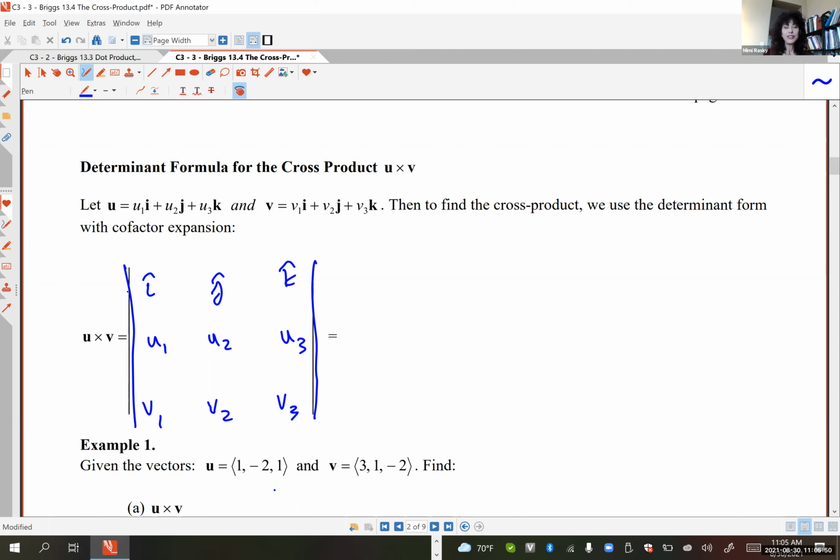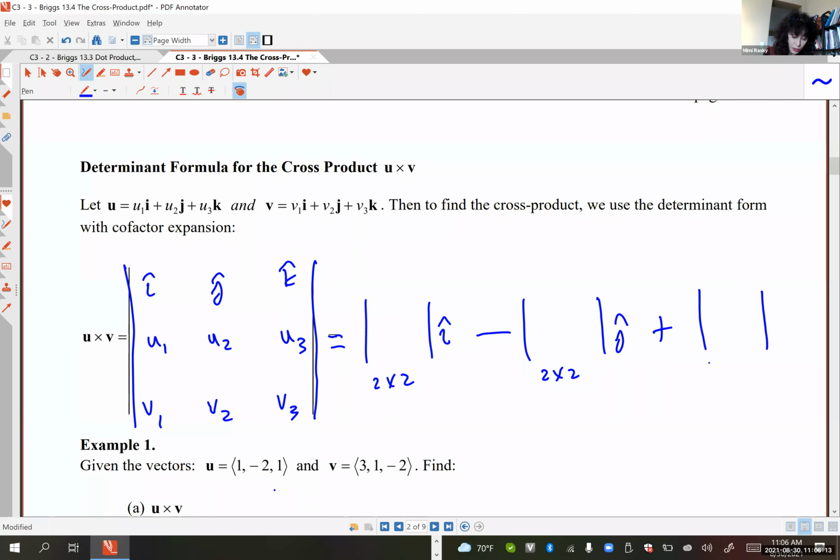And don't tell me you do this in your head. Even if you have the right answer, I take away points. So the way you're going to do it is, it's going to equal a 2x2 determinant times i hat minus another 2x2 determinant times j hat plus a 2x2 determinant, a different one, times k hat.